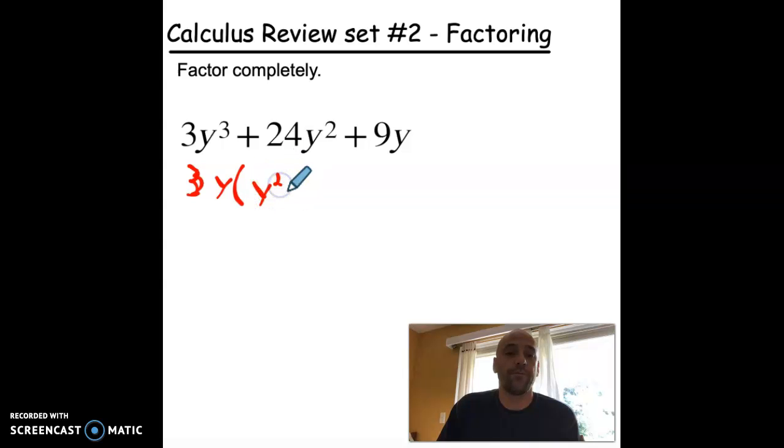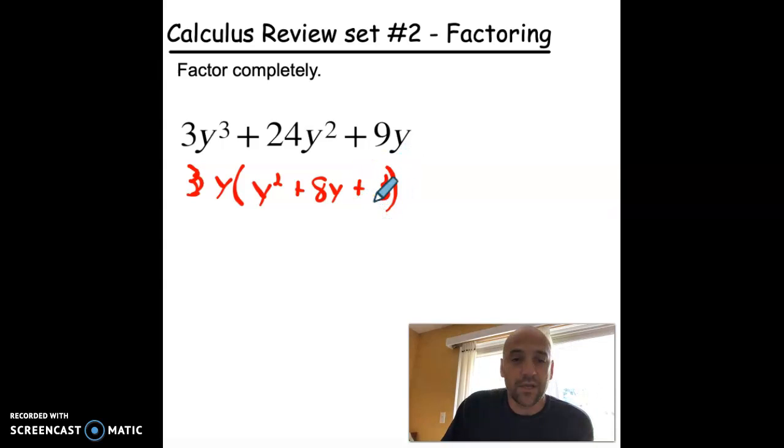So y squared. Plus, next term, 3y times what gets us our 24y squared? So 3 times 8 is our 24. Y times y gets us our y squared. Plus, then we got our third term. We already factored out the y, so that's taken care of. 3 times 3. I know that's kind of hard to read. I'm working on a tablet that doesn't work the greatest. But 3y times the quantity, y squared plus 8y plus 3.